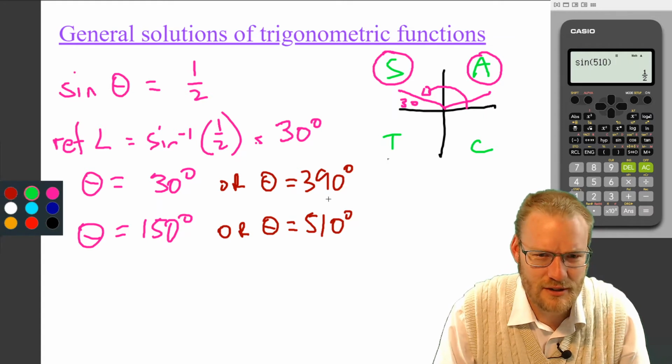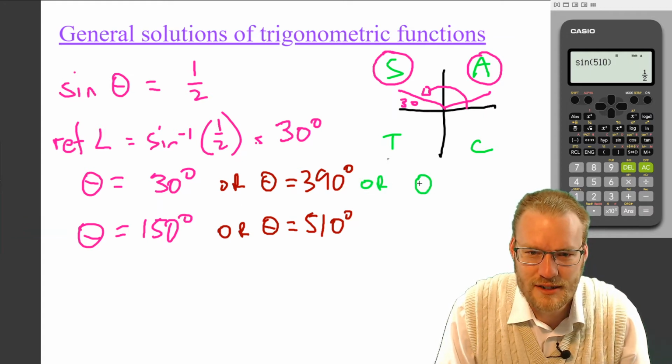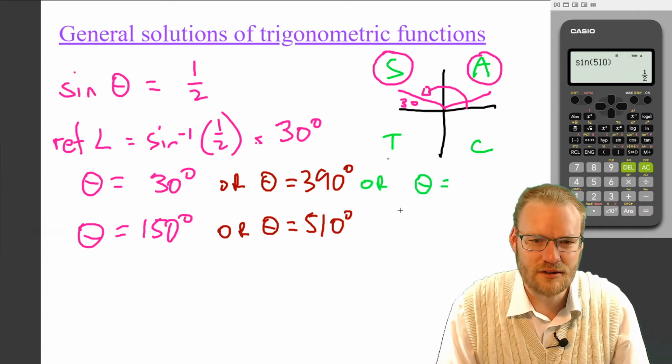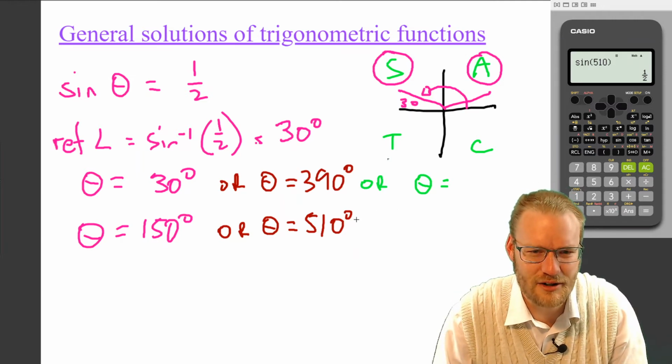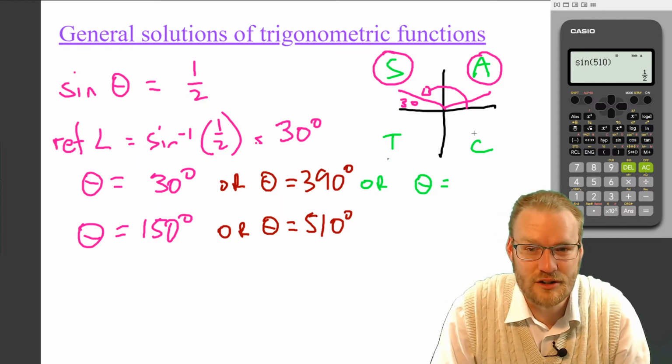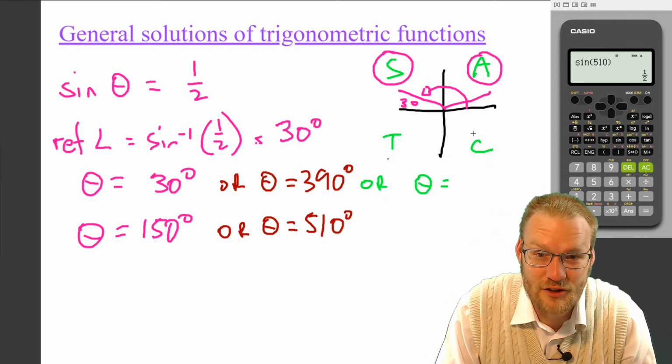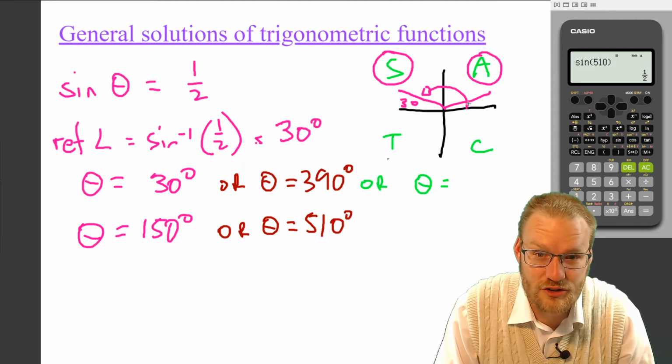But what happens if I say, oh, theta equals, let's just add another 360. So let's just pause and see what's going on here. Why are there so many answers? And there are two ways to look at this. The one is from our beloved CAST diagram. All we're doing is we keep going around another revolution.